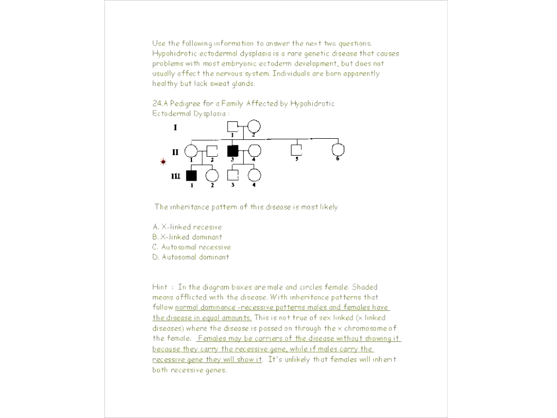Okay, so with inheritance patterns that follow normal dominance recessive patterns, males and females have the disease in equal amounts. This is not true of sex-linked or X-linked diseases, where the disease is passed through the X chromosome of the female. Females may be carrier of the disease without showing it because they carry the recessive gene, while if males carry the recessive gene, they will show it. Okay, so because of the fact that males are going to show it more often than females, what type of inheritance pattern do you think this suggests? Okay, so we'll move on.